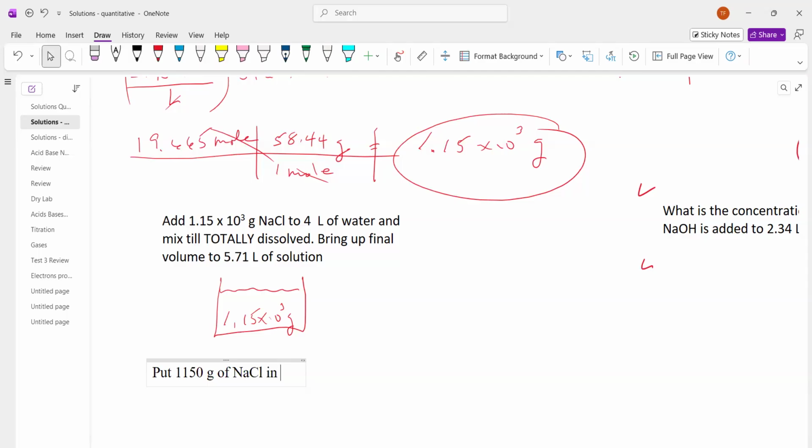Now, there's a little caveat there: if you use too little starting liquid, you're going to end up supersaturating it. You have to use enough water to totally dissolve it, but less than the final volume. Once it's totally dissolved, then bring it up to the final volume of 5.71 liters.